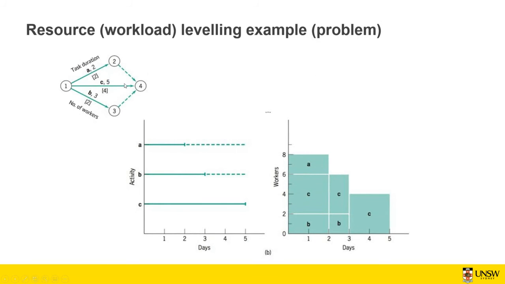So here's the question. We've got this network diagram of the tasks that need to be finished, with the task duration and number of workers. Task A has 2 days of duration and there are 2 workers on that. Task C has 5 days duration and 4 workers. And task B has 3 days duration and 2 workers working on that. As you can see, the project can be finished in 5 days based on task C, which is the longest task. And this shows the number of workers based on this diagram and this activity.